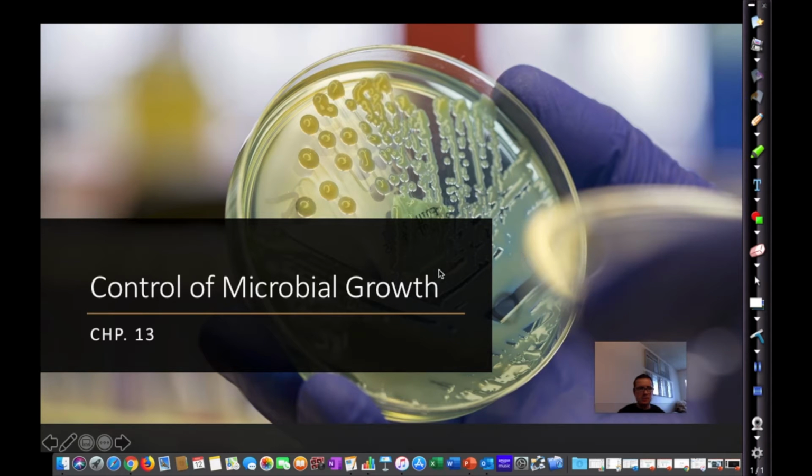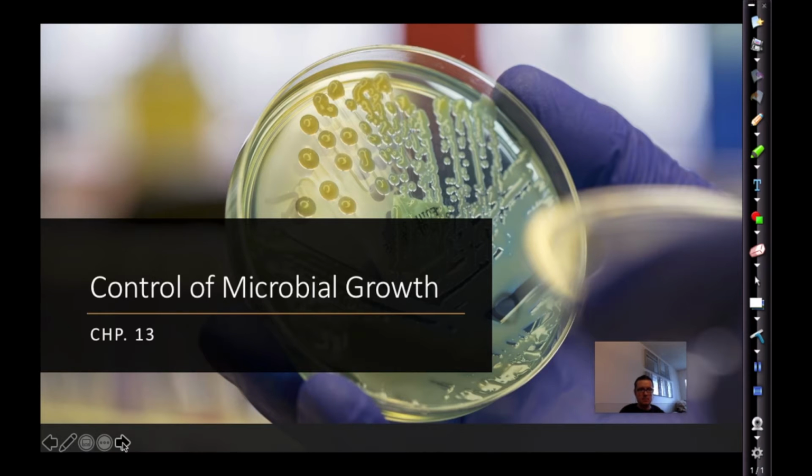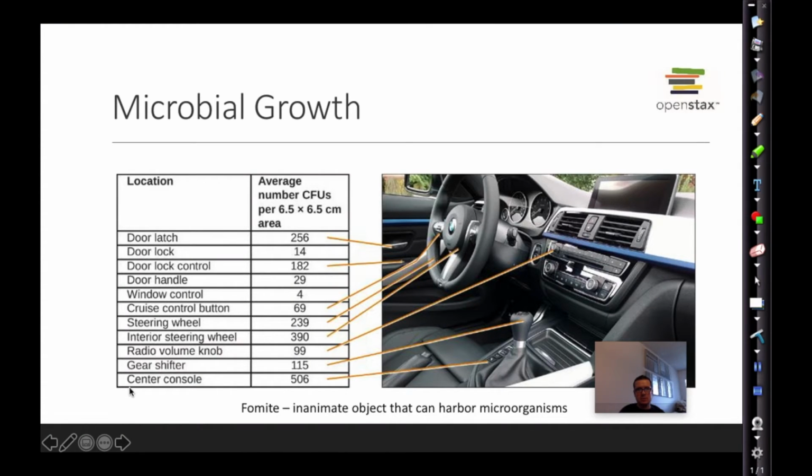Today we will be going over chapter 13, which is how to control microbial growth. So on this slide it just gives you kind of an idea of where we see microbes growing.